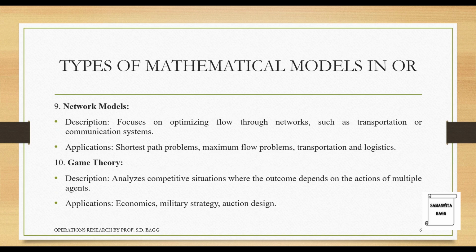Next we'll talk about network problems. They focus on optimizing flow through networks such as transportation or communication systems. Applications are shortest path problems, maximum flow problems, transportation and logistics. So the shortest path problem includes CPM and PERT. Those are the problems which you can solve to figure out the shortest path for reaching from one place to the other or getting the work done. So all those are involved in network models.